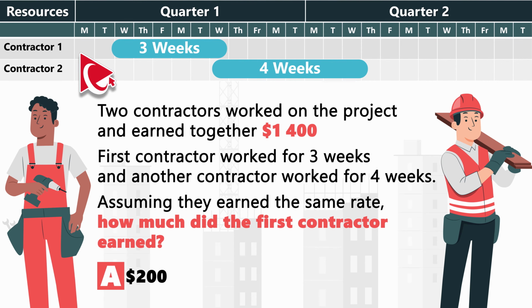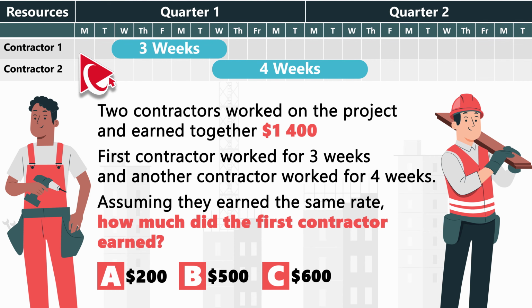Choice A, $200. Choice B, $500. Choice C, $600. And last but not least, choice D, $900.